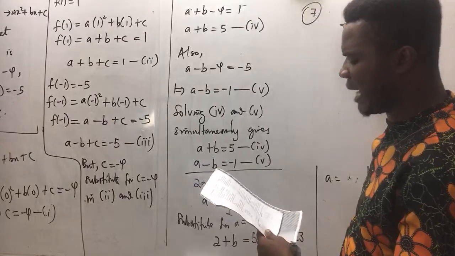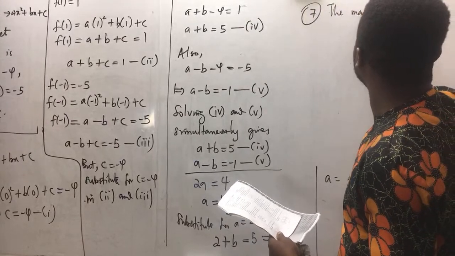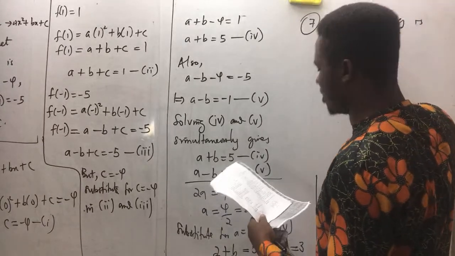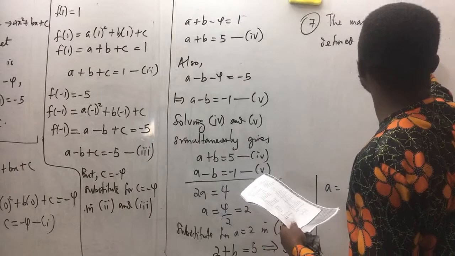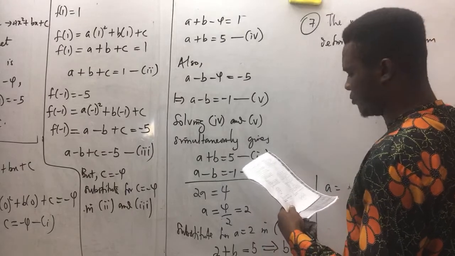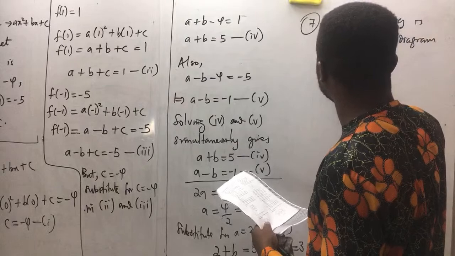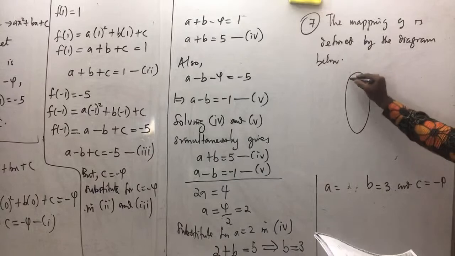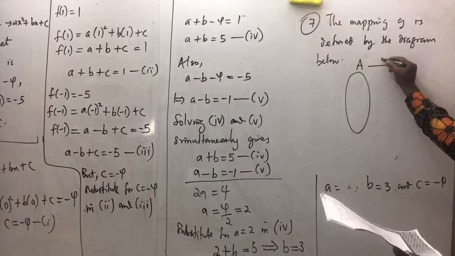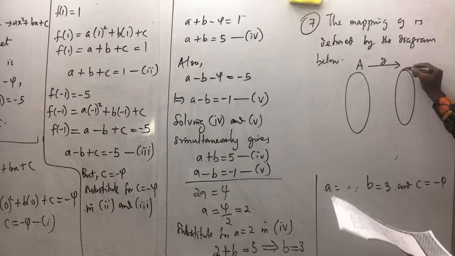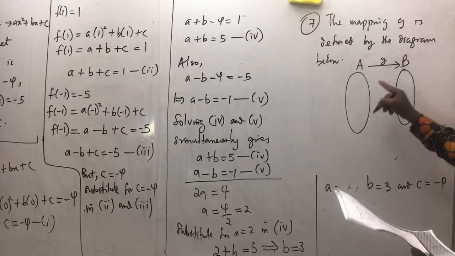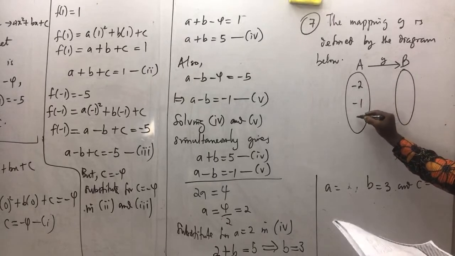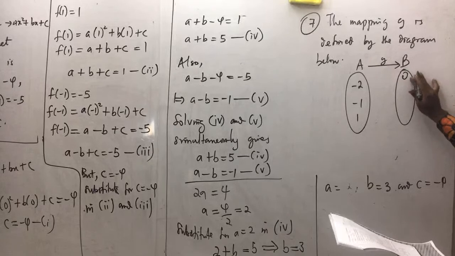So in problem 7, we have the mapping. We are told the mapping G is defined by the diagram below. So what is the diagram? The diagram given to us is this. There is a relation or a mapping G that takes elements from a set A and assigns to them elements from the set B, the codomain. So we have -2, -1, 1, and we have 0, and we have 3 rather.